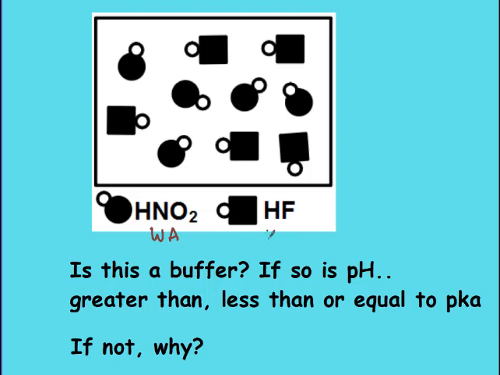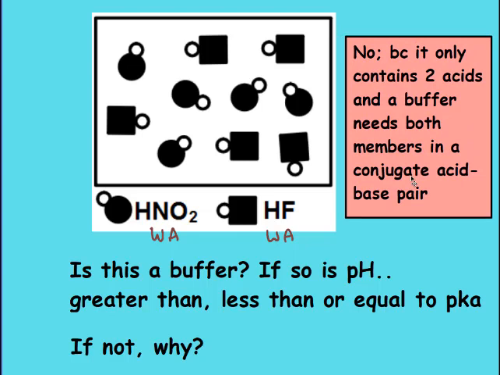Well, this is a weak acid, and this is also a weak acid. So if I was to put an acid such as HCl into this solution, the pH would drop dramatically because I don't have anything to combat that strong acid. So no, because it only contains 2 acids, and a buffer needs both members in a conjugate acid-base pair, not 2 acids or 2 bases.